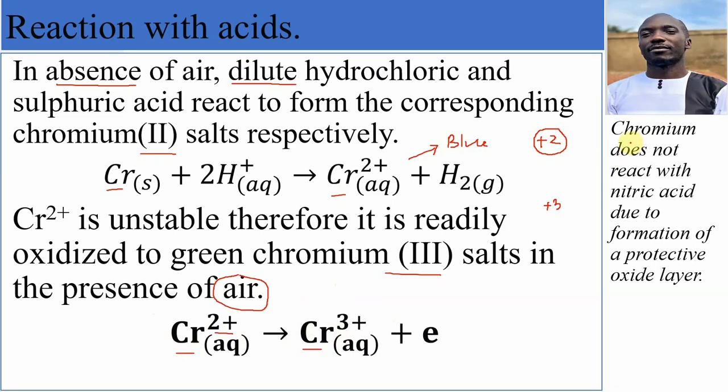And then again, chromium does not react with nitric acid due to the formation of a protective layer. Some books will say nitric acid renders it passive. In other words, it does not react with the chromium. At times we say it does not react with chromium at all conditions.